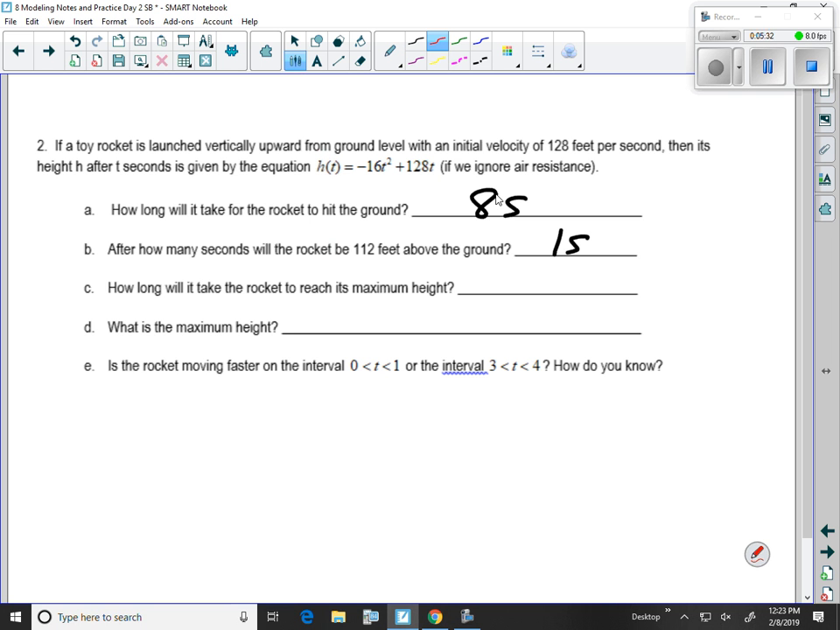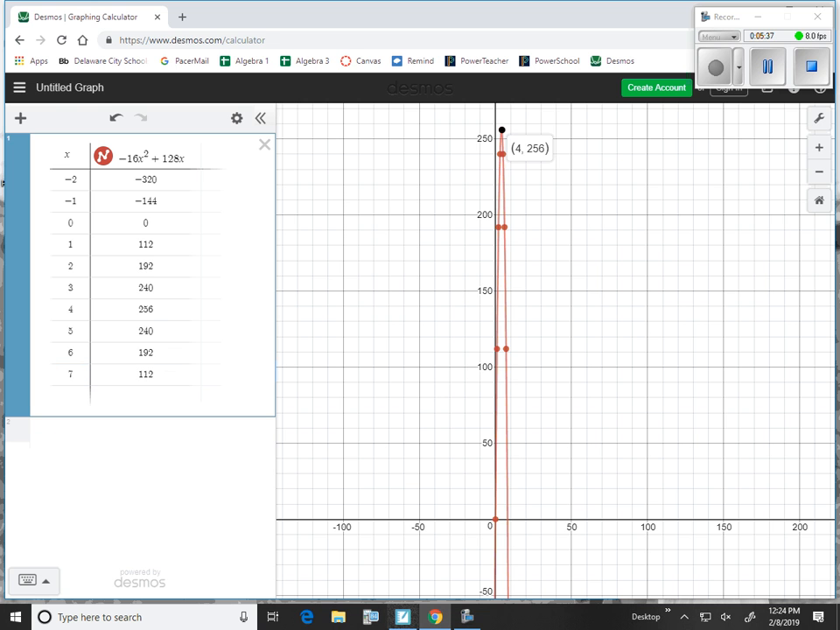How long will it take the rocket to reach its maximum height? If we go to max height, 4, 256. They're asking how long, which is time. So 4 seconds. That's right. What is the maximum height? 256 feet. Very good.